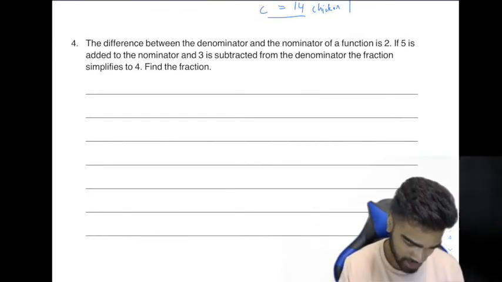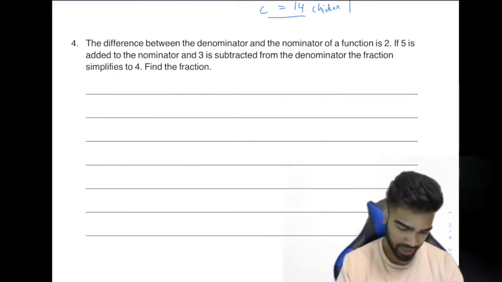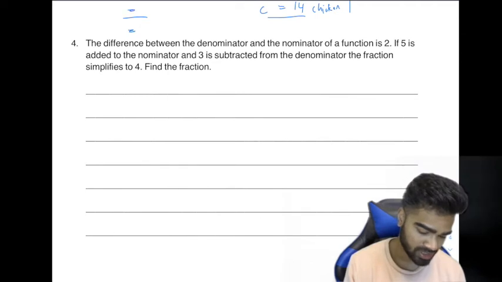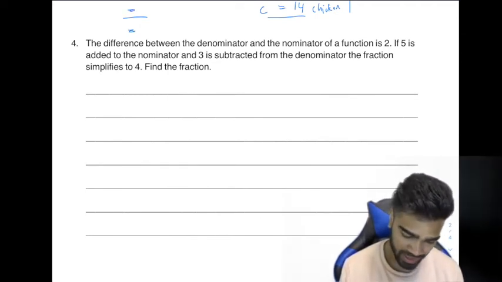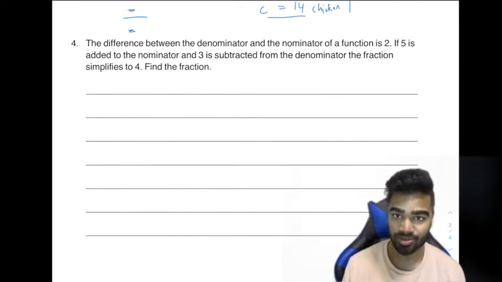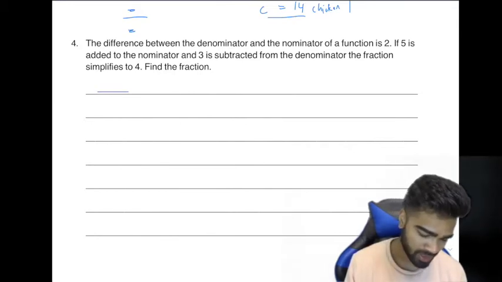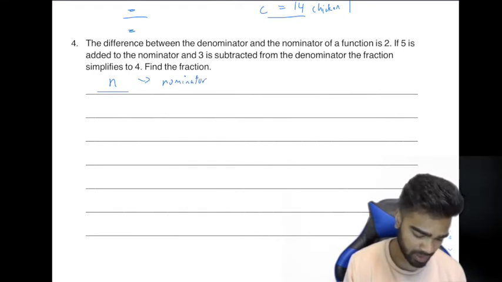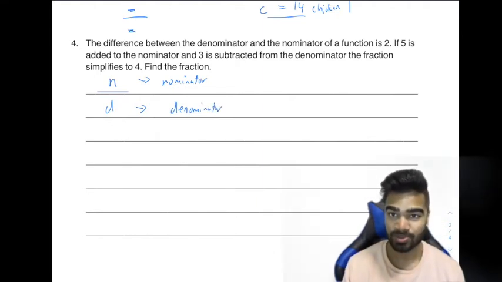So let's read the question. The difference between the denominator and the numerator of a fraction. Remember, the denominator is the bottom of a fraction and the numerator is the top. Hope you know that. Is 2. So let's actually draw this fraction in. Instead of x, let's use n for the numerator, and I'm going to say d for the denominator. So these are the 2 variables I'm trying to solve for.